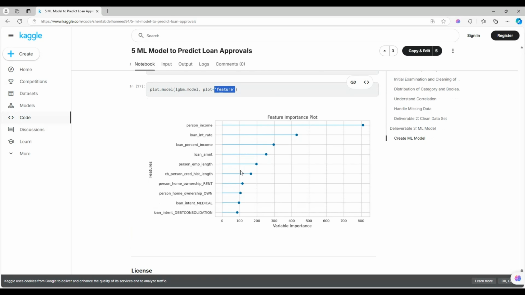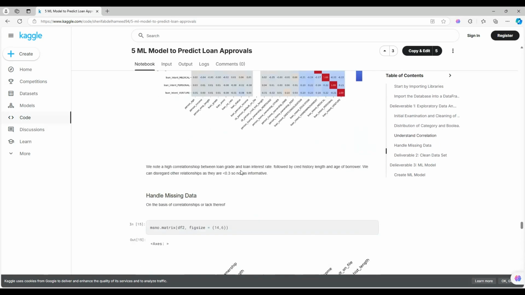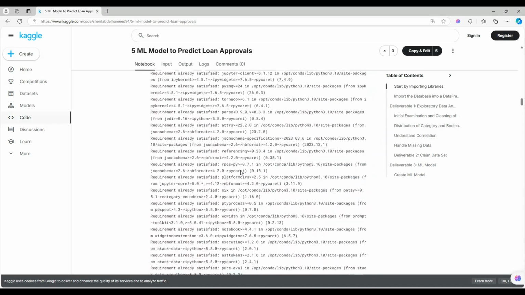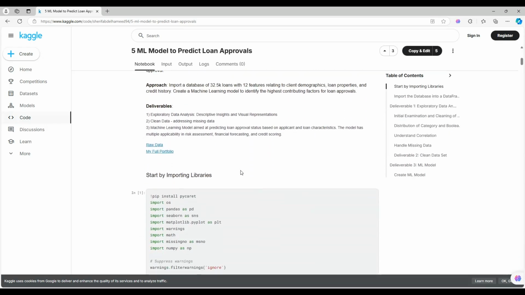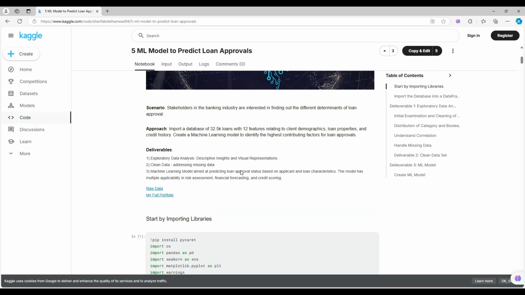That has been basically an exploration of the code, how you would address something like this, where someone in the banking industry is coming to you to understand or find out the different determinants of loan approval, and how you address that based on data with the data-based approach, how to create a machine learning model, and how to expect to use that model to predict whether or not loans would be approved.